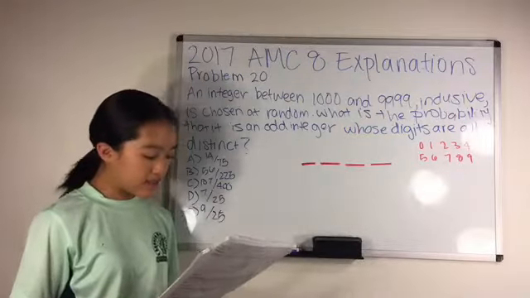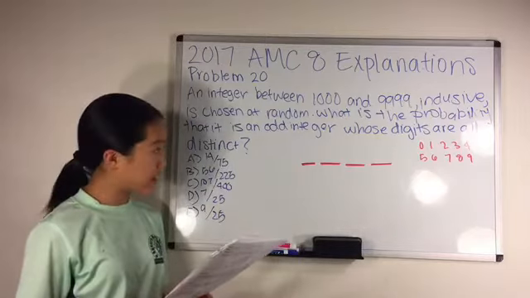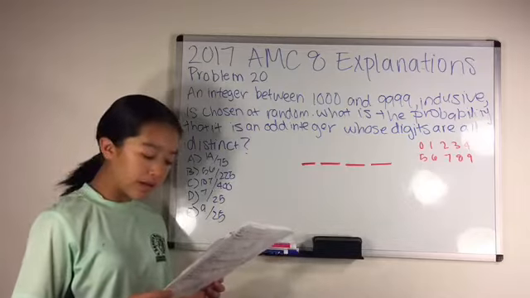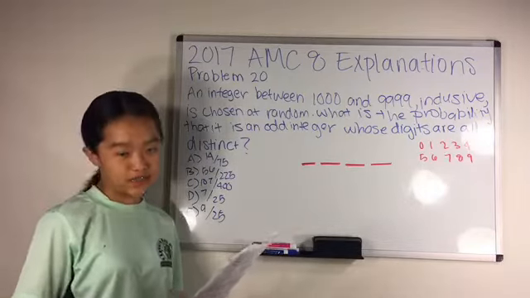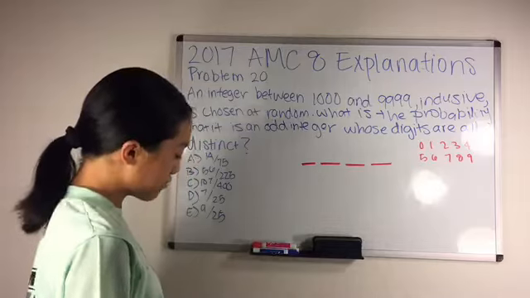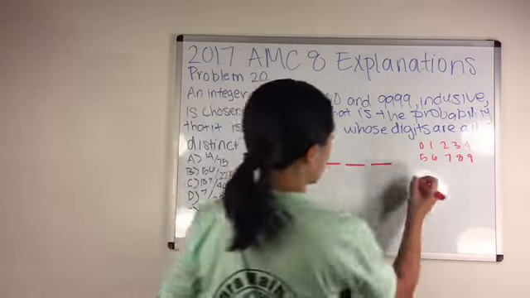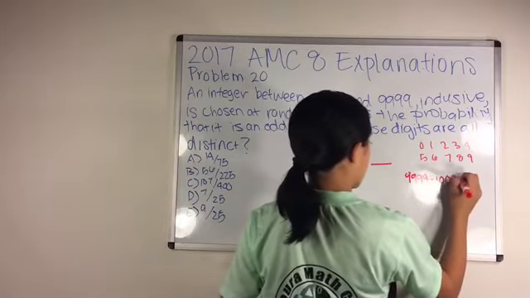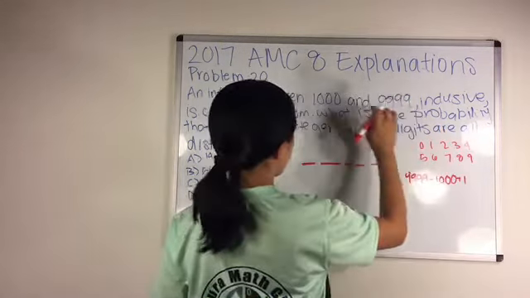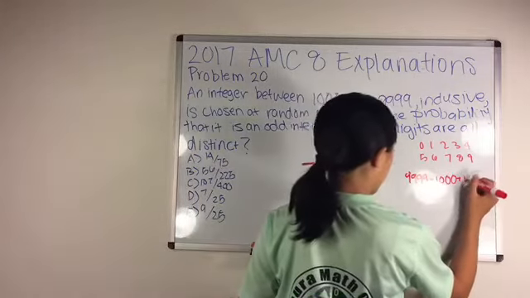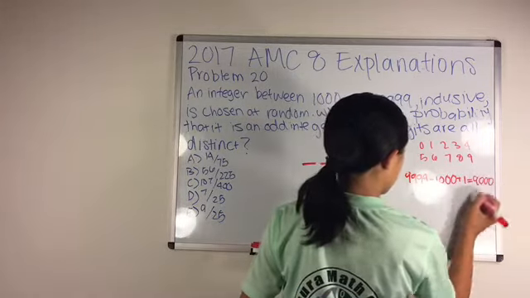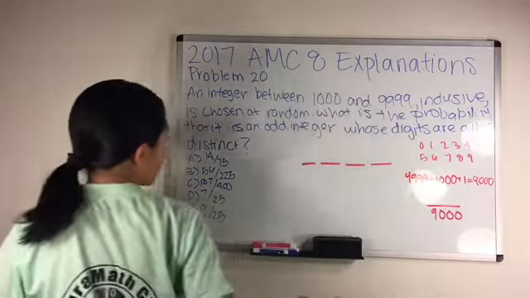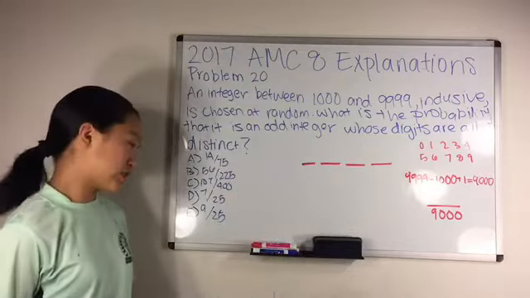Problem number 20 states, an integer between 1,000 and 9,999 inclusive is chosen at random. What is the probability that it is an odd integer whose digits are all distinct? So in order to solve this, since it's inclusive, we would do 9,999 minus 1,000 plus 1. So we need to include the 9,999, which makes 9,000. So this is out of 9,000 possibilities of numbers that have 4 digits.